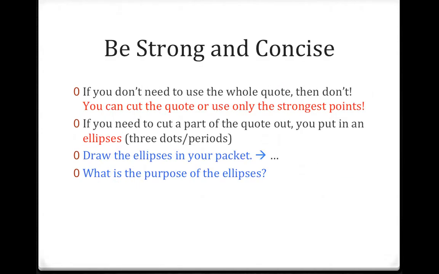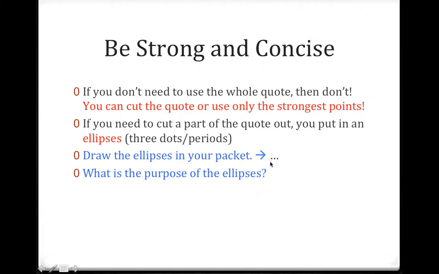You need to make sure that when you put quotes into your paper that you are using strong evidence and concise evidence. If there's different parts of a very large quote that you can use, then you can always cut it down. You don't need to use the whole quote. You can cut the quote or use only the strongest points. If you need to cut a part of the quote out, then you put what is called an ellipses, and this looks just like this right here. This is an ellipses. It's 3 dots or 3 periods in a row.